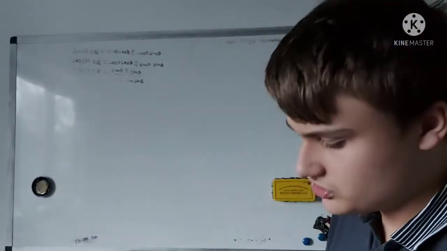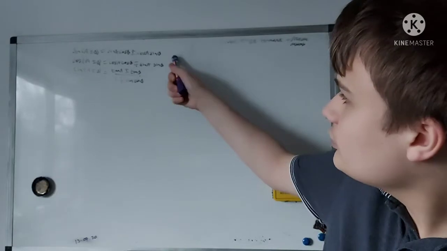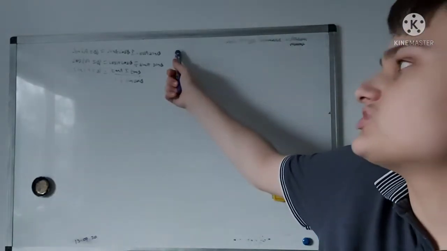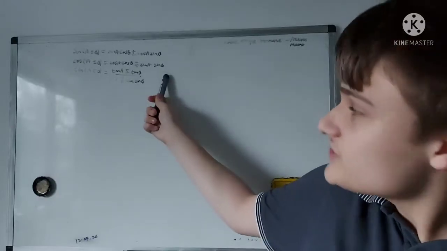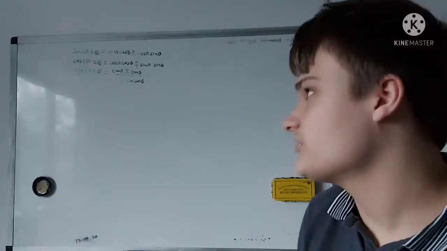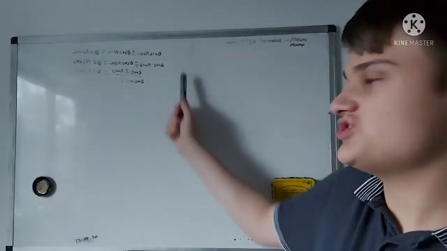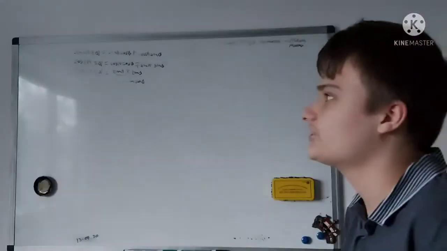Okay, so what we're going to do is prove what sine 2 theta is using the addition formula, what cos of 2 theta is using the addition formula, and what tan of 2 theta is using that one. That's the more challenging one. These two are quite simple and you can get them done pretty quickly.